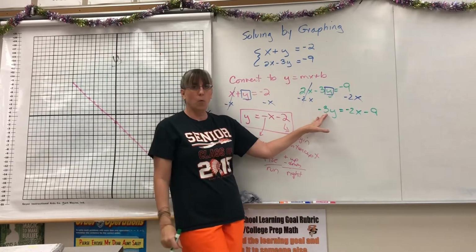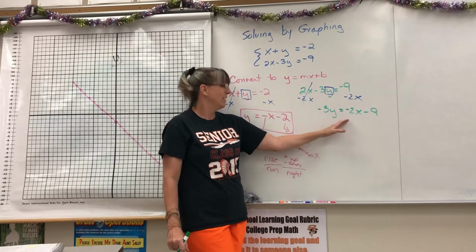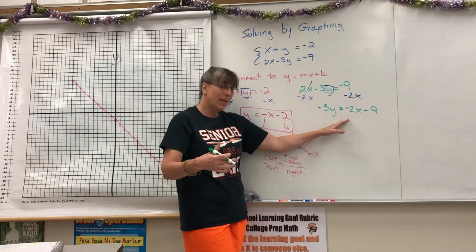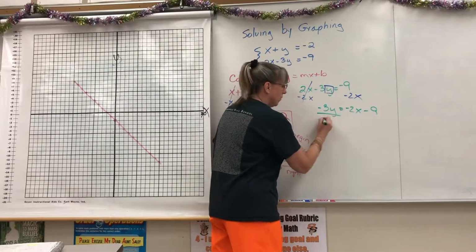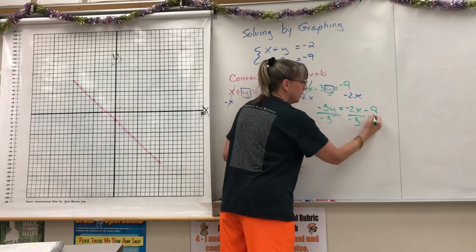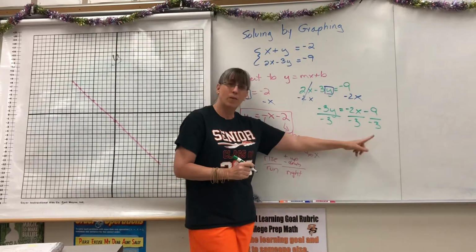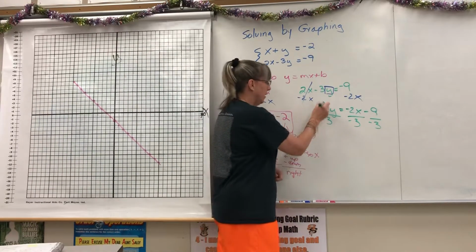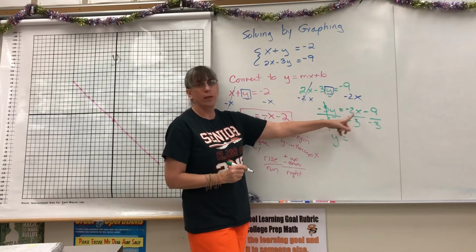Now we're solving for y. Negative 3 and y are multiplying together. The opposite of multiplication is? Correct. Division. So we're going to divide this by negative 3, this by negative 3, and this by negative 3. Do not forget to divide all 3. Okay? Y equals. Now simplify your fractions.